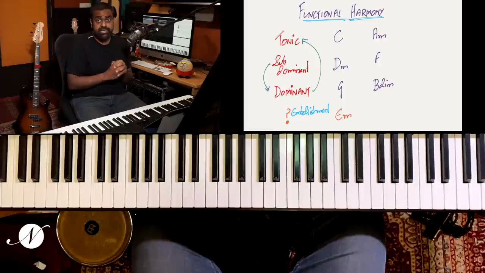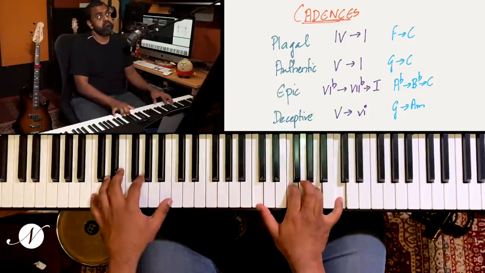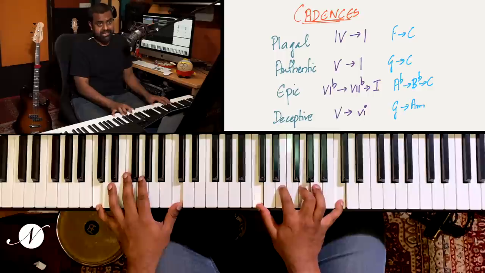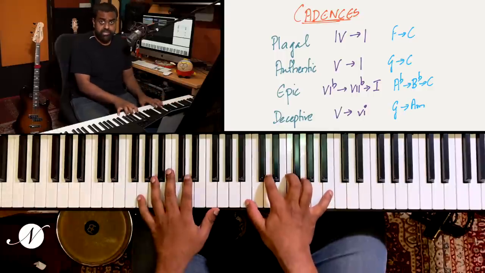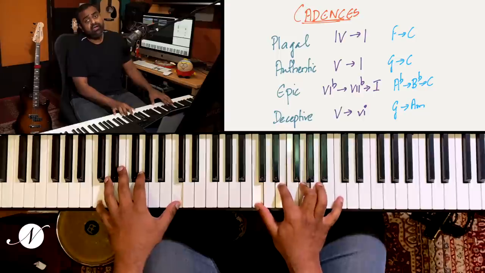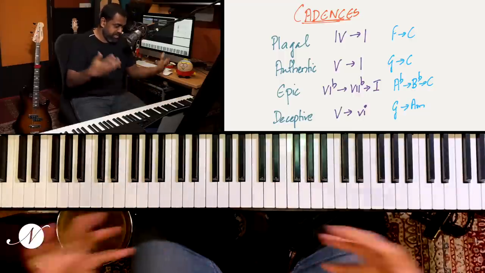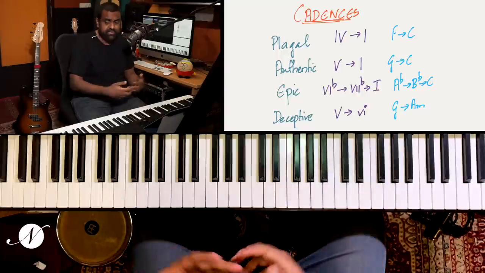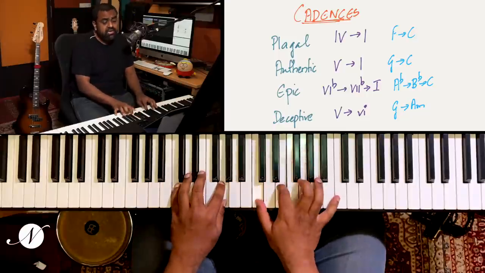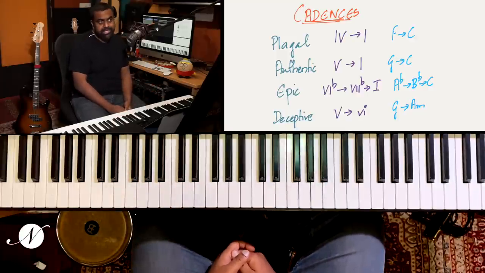You could also look at them as a cadence. For example, the plagal cadence, a 4 going to 1, F major going to C major, right? So that's how you link those two. It's the Amen cadence in church music, or the dominant or the authentic cadence as we call it, which is the dominant going to tonic. That's the 5-1. Or you could do what I call the epic cadence, which is the 6 flat going to the 7 flat and then going to the 1 major, which is like a long set of chords.